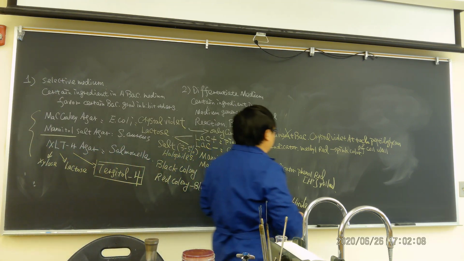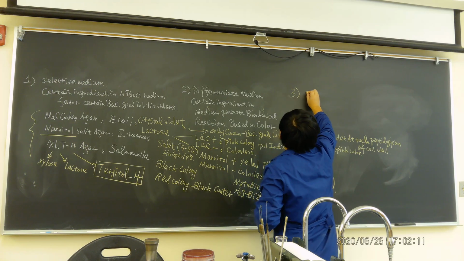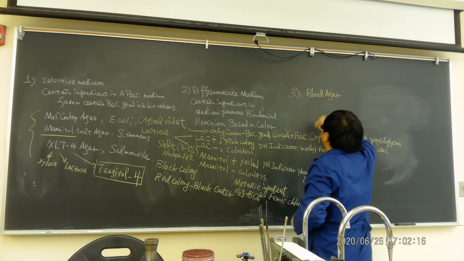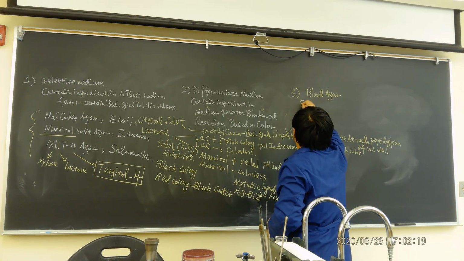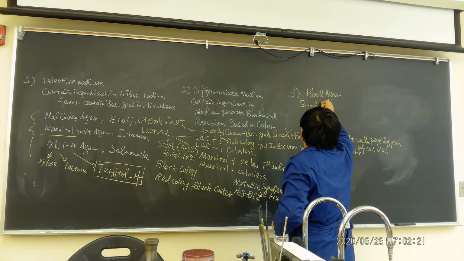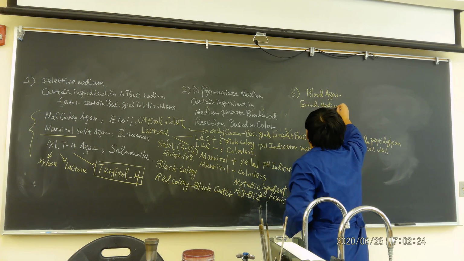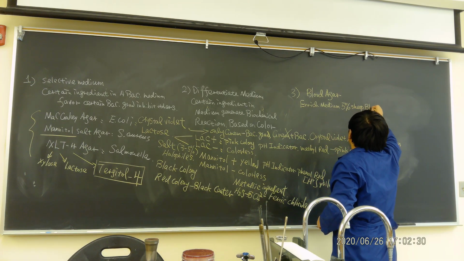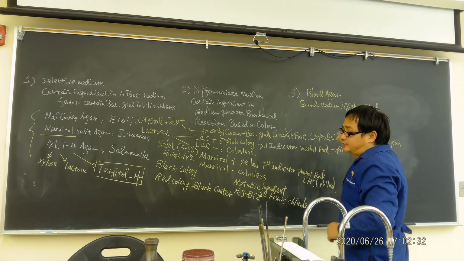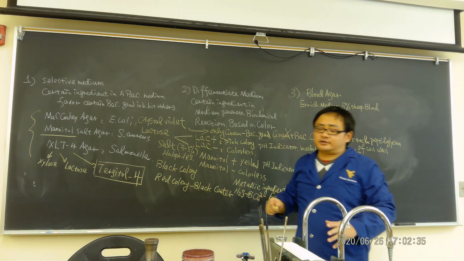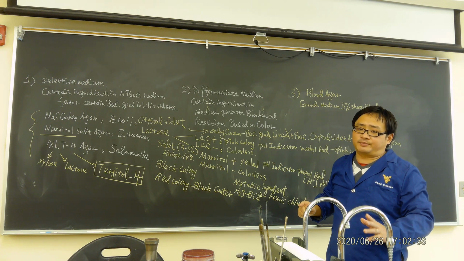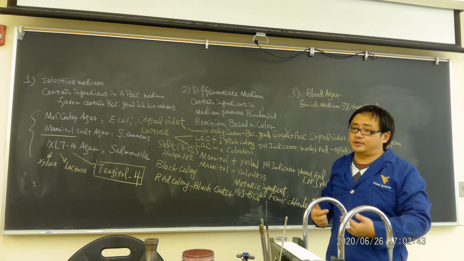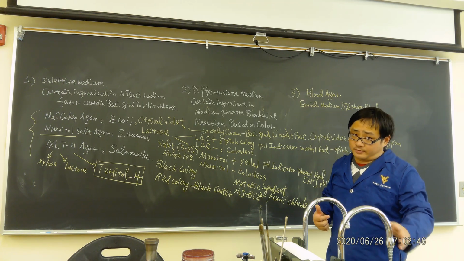Now we want to measure another agar, which is blood agar. First of all, you need to know blood agar is an enriched medium because it contains 5% sheep blood. They found sheep blood is very similar to human blood back in 1970, and the higher nutrition of hemoglobin means the bacteria will grow dramatically.